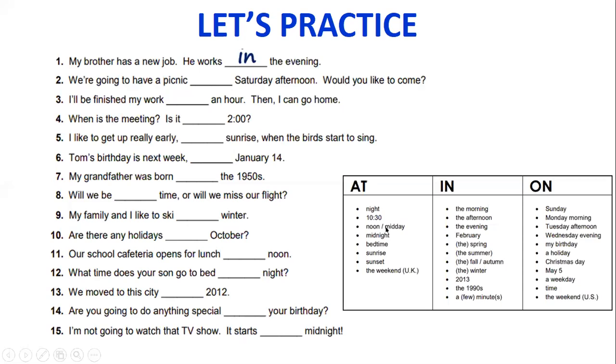At night, at 10:30, at noon, or at midday, at midnight, at bedtime, at sunrise, at sunset, at the weekend. Vea que en el UK, en el Reino Unido, ellos dicen at the weekend. Okay? Pero in the US, they say on the weekend. Vean. En Estados Unidos lo toman un poco más general, ¿verdad? Que en el UK. In the morning, in the afternoon, in the evening, in February, in the spring, in the summer, in the fall or autumn. Recuerde que otoño puede ser fall o puede ser autumn.